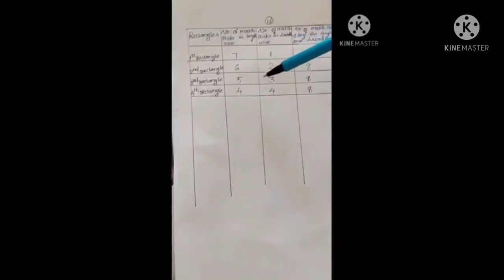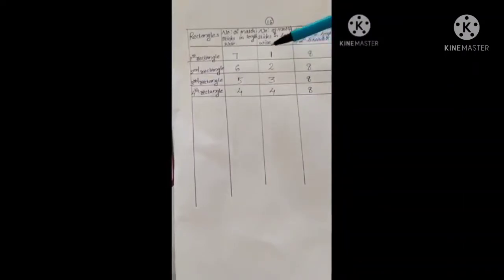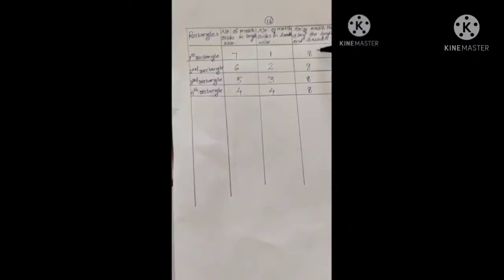In all these cases, is there any relation between the number of matchsticks along the length and breadth and the total number of matchsticks? Here the total number of matchsticks is 16 and the number of matchsticks along the length and breadth is 8. Is there any relation between 8 and 16? Yes, the number of matchsticks along the length and breadth is half of the total number of matchsticks. That is, half of 16 is 8.